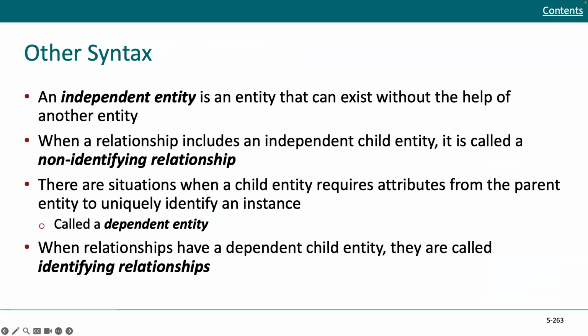We have some other syntax that we can be thinking about: an independent entity, non-identifying relationship, dependent entity, and identifying relationships. An independent entity is an entity that can exist without the help of another entity. When a relationship includes an independent child entity, it is called a non-identifying relationship. There are situations when a child entity requires attributes from the parent entity to uniquely identify an instance. This is called a dependent entity. When relationships have a dependent child entity, they are called identifying relationships.